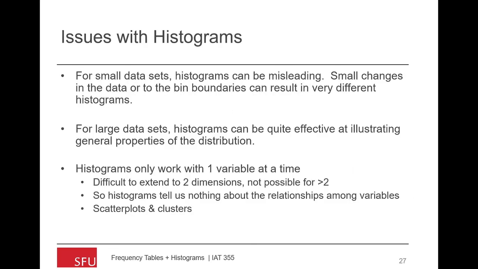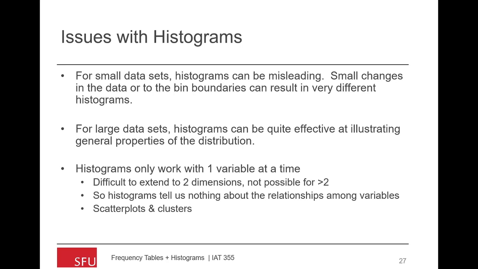So the issues that come up with histograms, in addition to the one I just showed you about choosing the proper bin size, is that for small data sets, histograms can be a little bit misleading. Small changes in the data or in the bin boundaries can result in very different histograms. And in some sense, it's not the histogram's fault. The problem really is that when you're trying to histogram a small data set, you're inviting trouble. It's like using a screwdriver in place of a hammer to pound in a nail. It's not the right tool for the job. For large data sets, histograms can be quite effective at illustrating the general properties of the distribution.